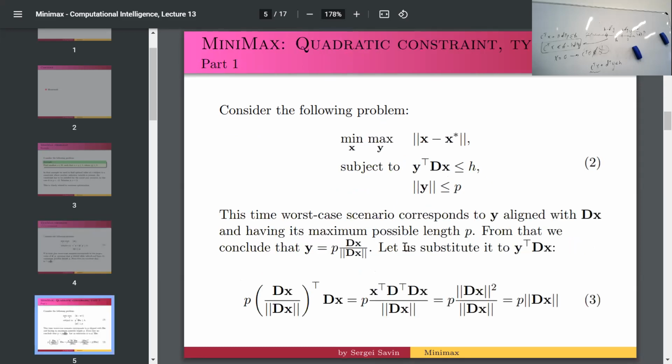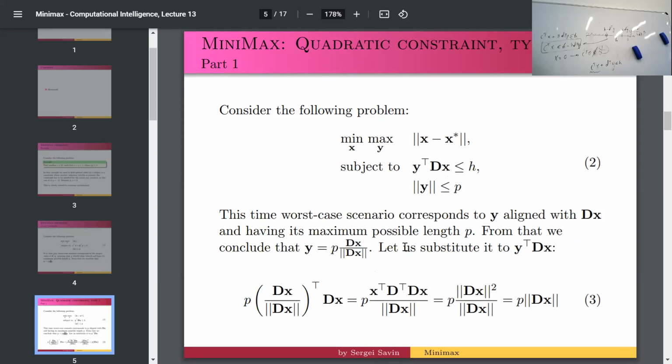Okay, good. Now let's consider a different one. Notice we have a different cost function, x minus x desired. That way you don't have to think where your 0 is. You just have to think where your x desired is. You want to be as close to it as possible. And your constraint is now quadratic.